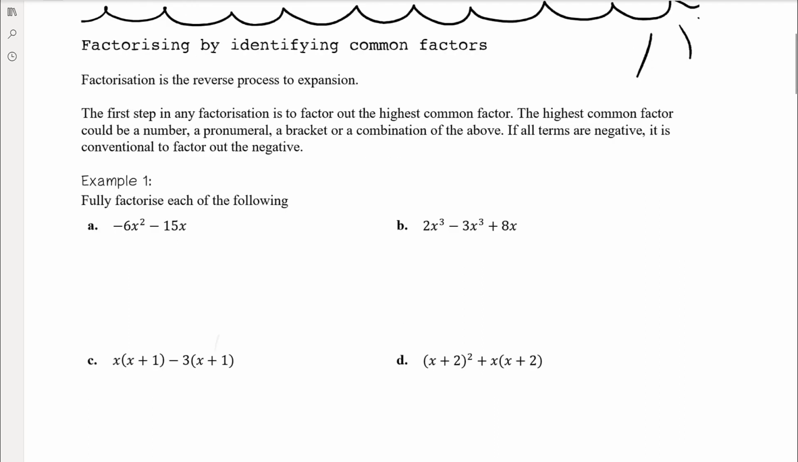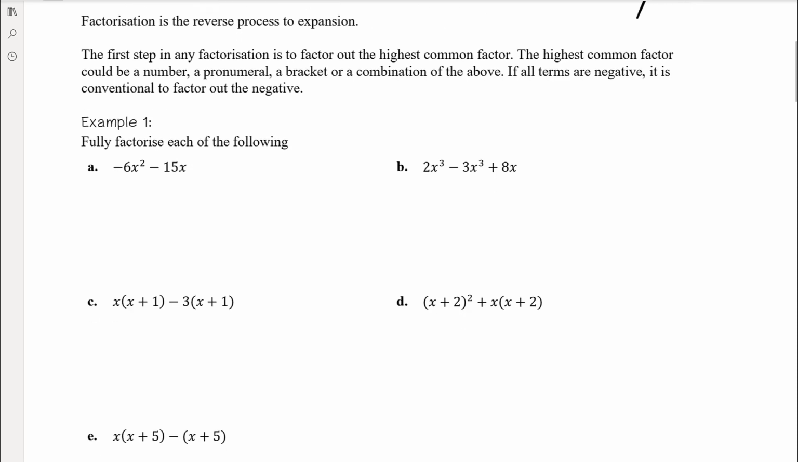So let's have a think about these examples here. We're looking to fully factorise. We're going to first try and identify whether we have any common factors. Now, I'm seeing negative in common, definitely. If both terms are negative, we should certainly factor out the negative. 3 is common to both 6 and 15, and there's obviously 1x that's also common. So negative 3x is the highest common factor there.